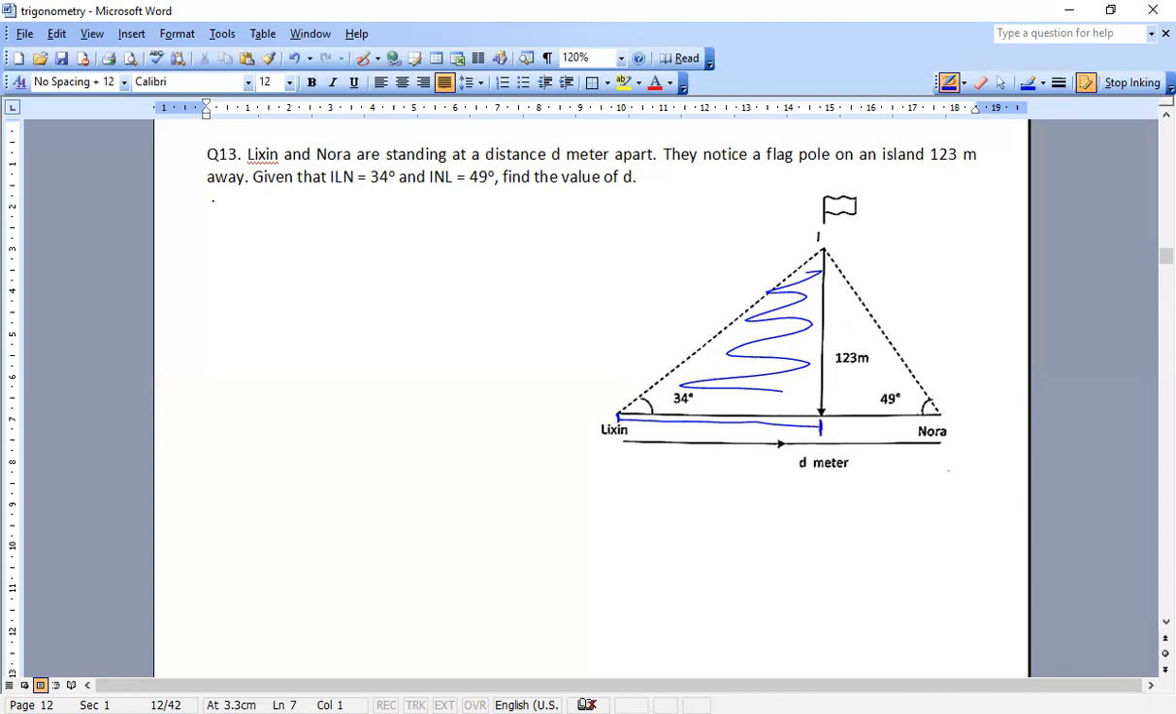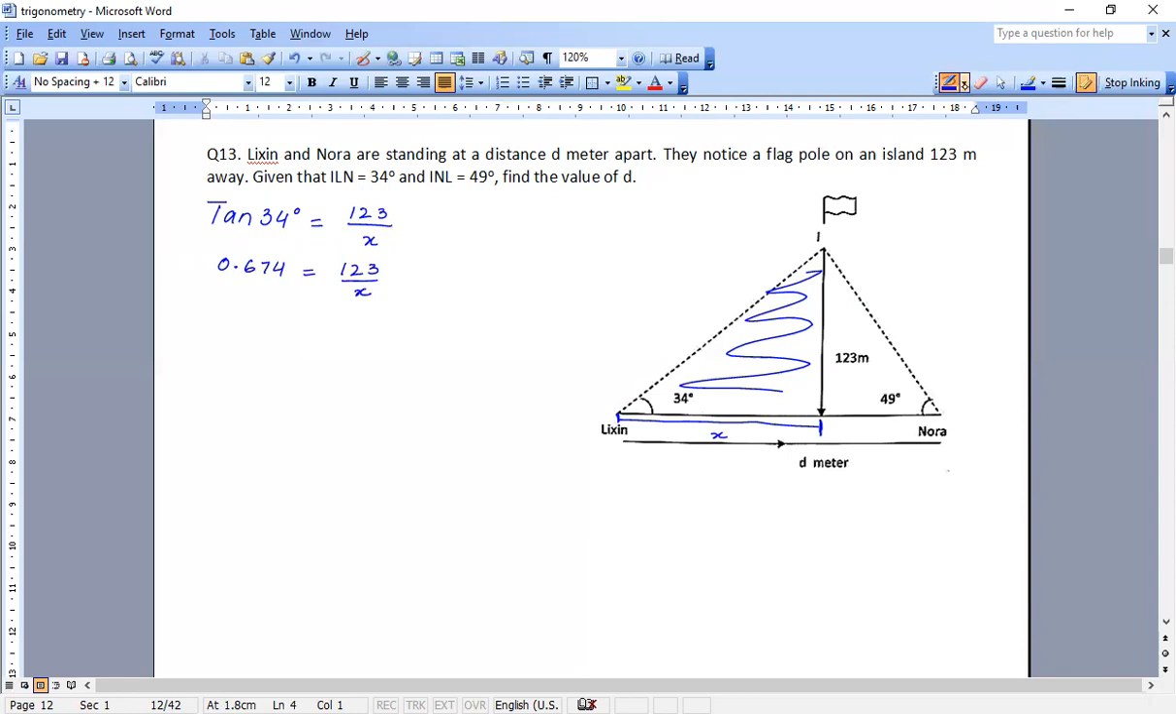So the trigonometric ratio we can use is tangent theta, where theta is 34, equals opposite upon adjacent. Opposite is 123, and adjacent is what we are trying to find out. Let's call this distance x. So tangent 34, with the help of the calculator, is going to be 0.674. So 0.674 is equal to 123 over x.